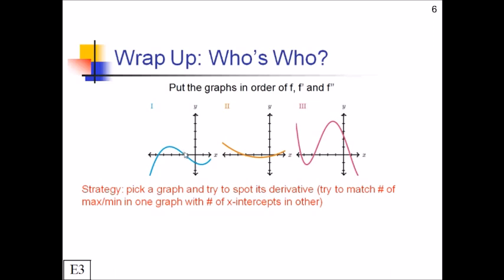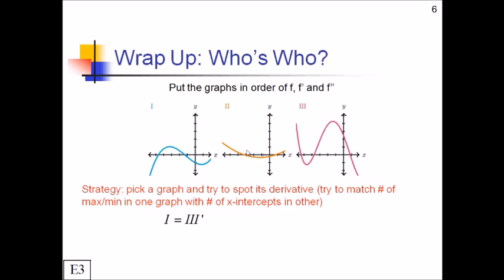We're going from positive to negative between -2 and -1 for the x values. And hey, there's a max right there. So then 1 we can conclude is the derivative of graph 3. Okay, let's look at graph 2. Whose derivative is graph 2?